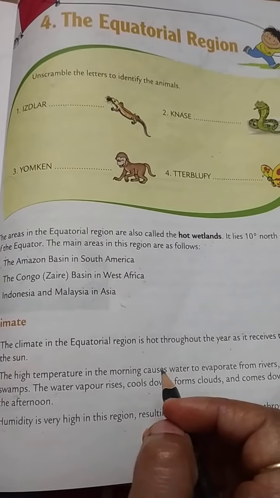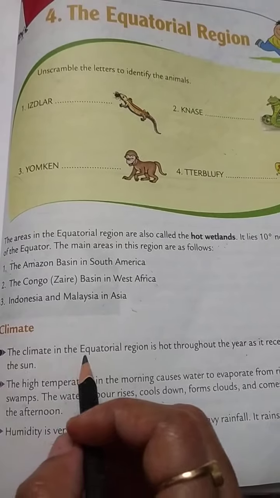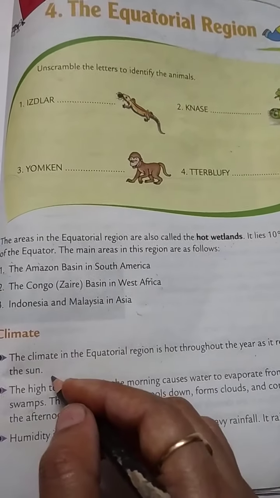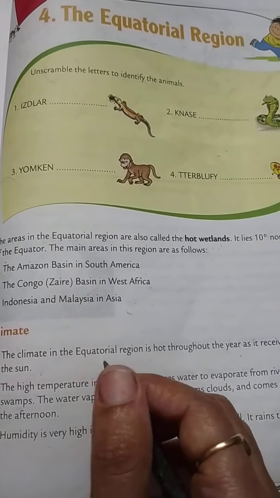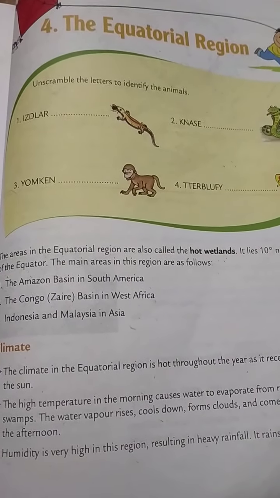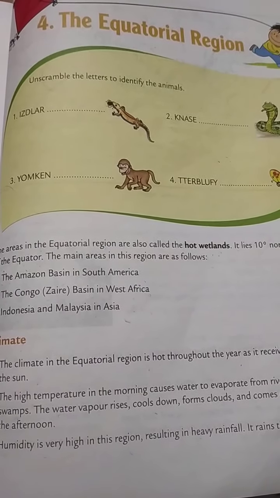Students, today we have studied the location and the climatic condition of the Equatorial region. Read textbook page number 271 and complete your homework.